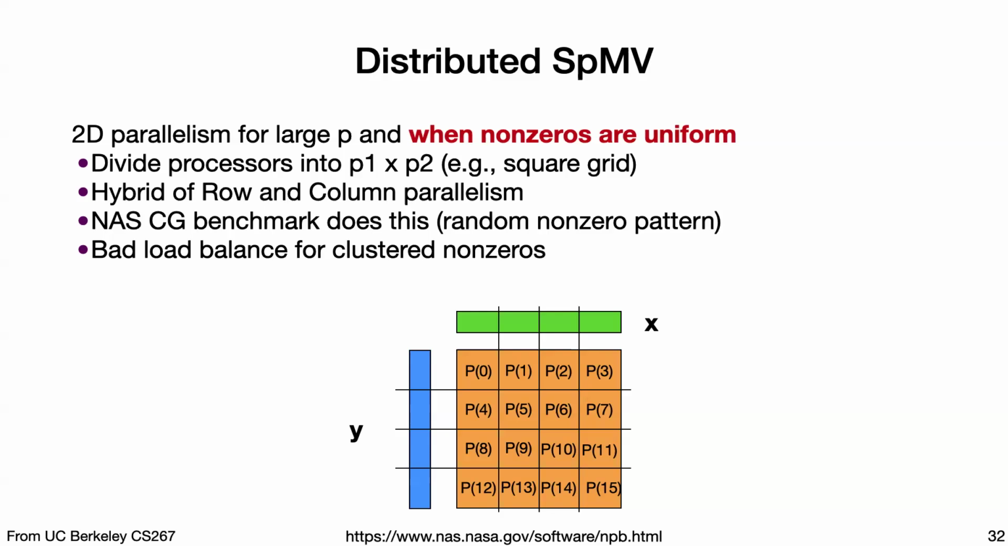So that is a combination of row and column parallelism, and this sparse matrix vector is in this more recent NAS benchmark for large-scale computers. And yeah, you would get bad load balance if the non-zeros were clustered in any area.